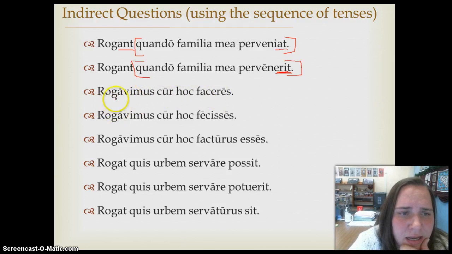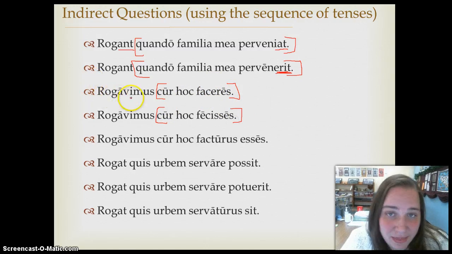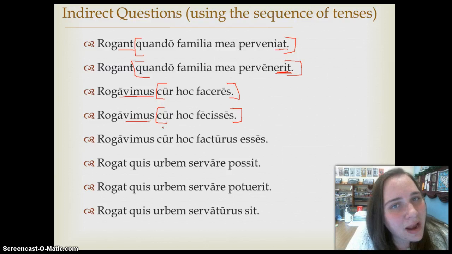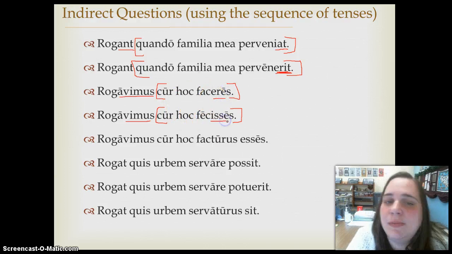Now, in this next pair of sentences, we still have an indirect question set up by cur, and then we have our verbs, right? In this case, the main verb in the main clause is rogavimus, which is perfect indicative, right? Rogavimus, perfect indicative, which means we can no longer have the present subjunctive or the perfect subjunctive in our indirect question. We have to have imperfect or pluperfect subjunctive.